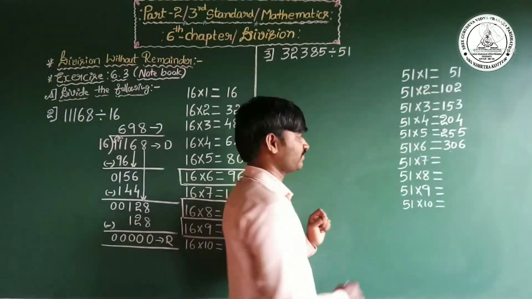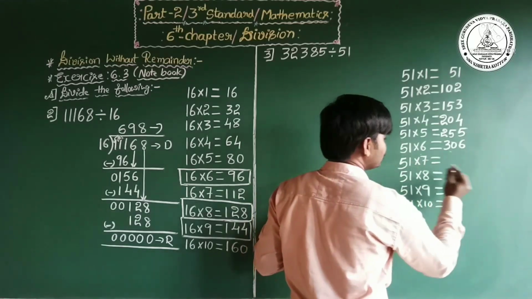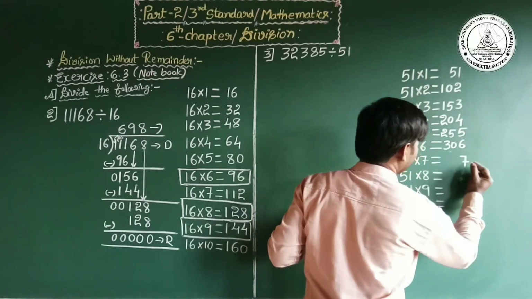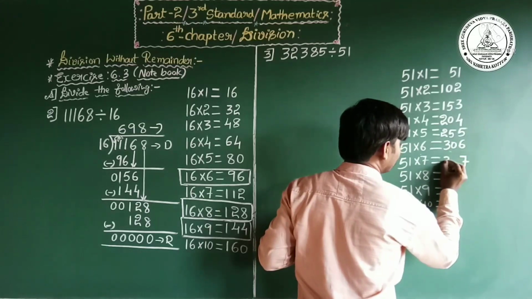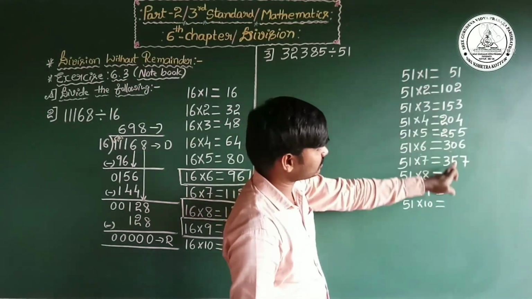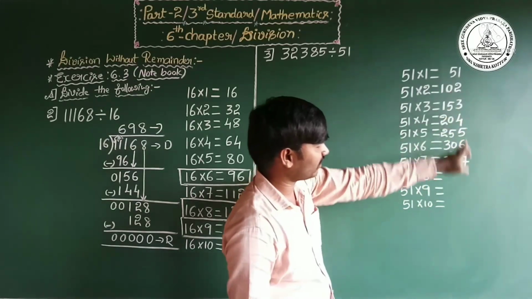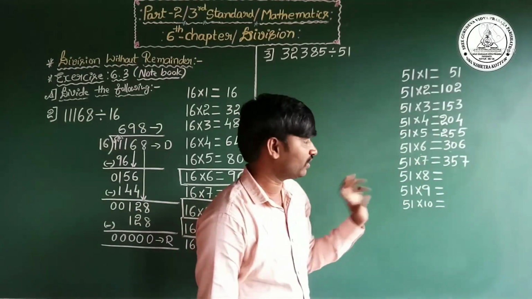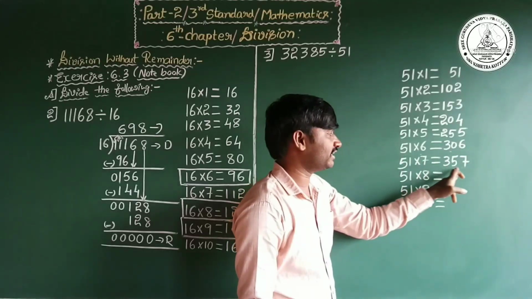Okay, dear student. The next, 51 7s. 7 1s are 7. 7 5s are, yes, 35. 7 5s are 35. Even place values, that is important. You write the correct place values: 1s, 10s, 100s. Okay, it means 51 7s are 357.